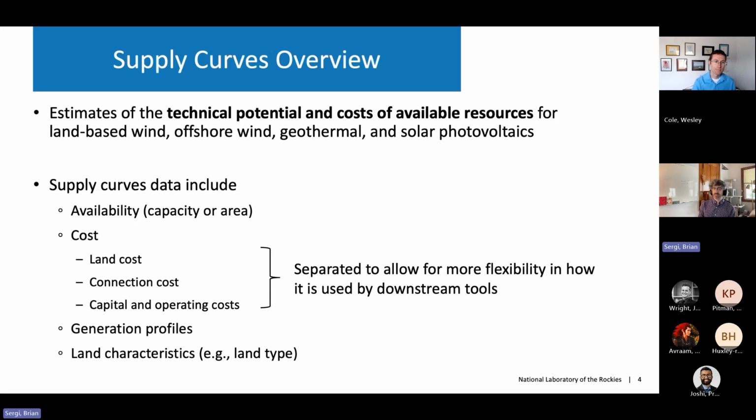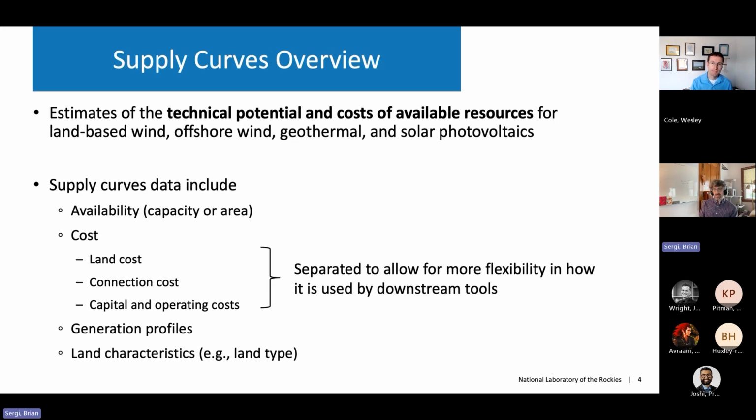One of the pieces here is the availability. This is just a spatial definition of the available area or land that could be used for deployment of these technologies. And with that available land, we translate also to total generating capacity. So we're essentially identifying areas that are open for development. And then once you understand the set of areas that are open, you can also understand the total capacity that could be deployed.